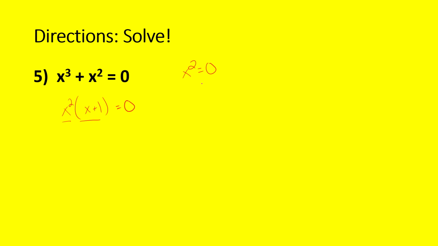X squared equals 0. Square root. X is still equal to 0 because 0 times 0 equals 0. All right, let's set our other factor equal to 0. X plus 1 equals 0. Subtract 1, so x is equal to negative 1. I have one factor, I have a second factor, and we are good to go.